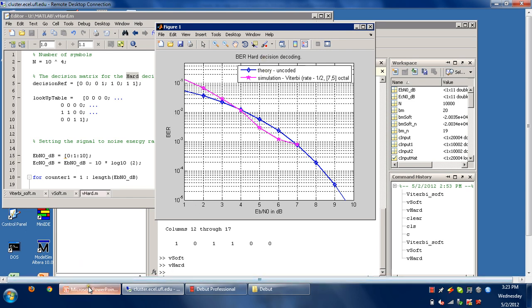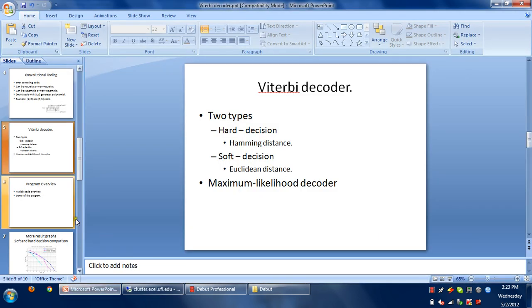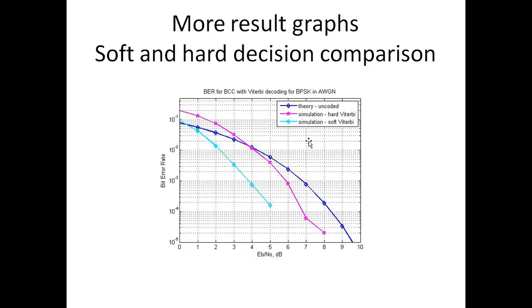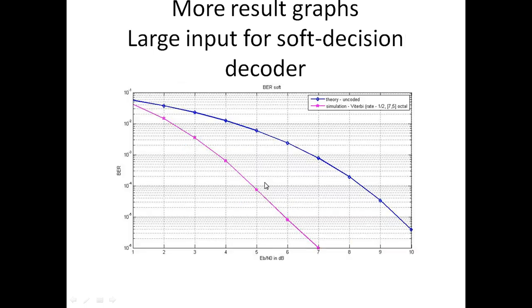Coming back to our slides, we saw the hard and soft decision. Now we'll come to more result graphs. In this graph, you can see I have shown both soft decision and hard decision together. This is soft decision and this is hard decision. For any given BER, we can see that there's a difference of almost 2 dB between soft and hard. Thereby it shows that soft decision is much better than hard decision in terms of signal to noise ratio.